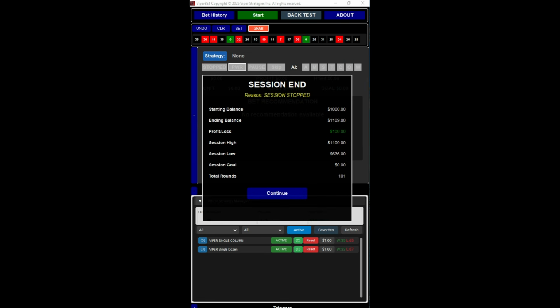I won't add this to the doc. I'll just show you right here. And remember, through this little session, what did it take? Like 40 or 45 spins for us to actually get into profit. It mostly lingered in the negative initially, and you can see the session low went down 636. So we started with a $1,000 bankroll, so it dipped down 636, and we ended up with 109 bucks. So it panned out well.